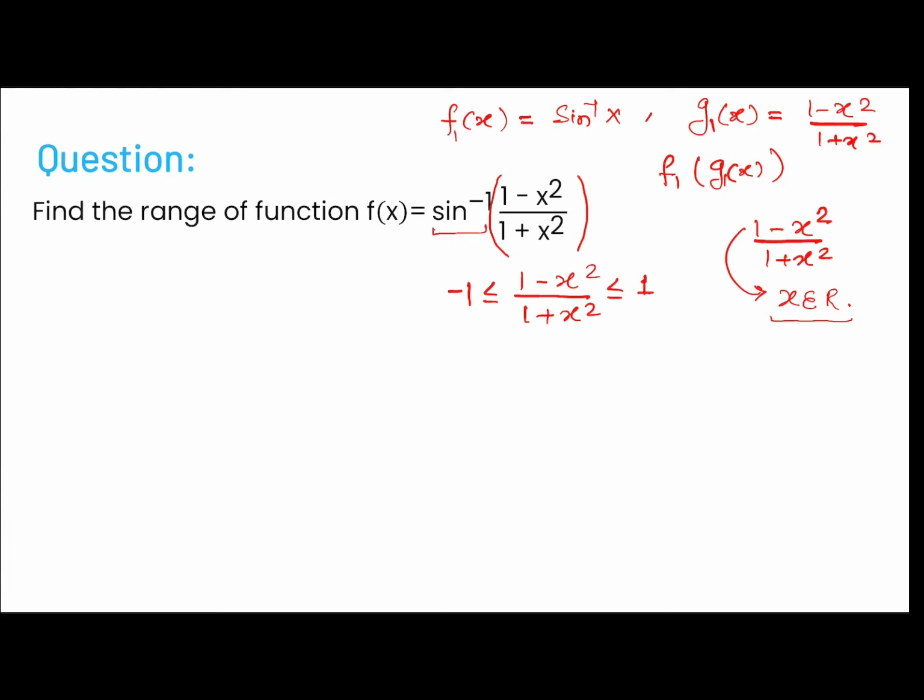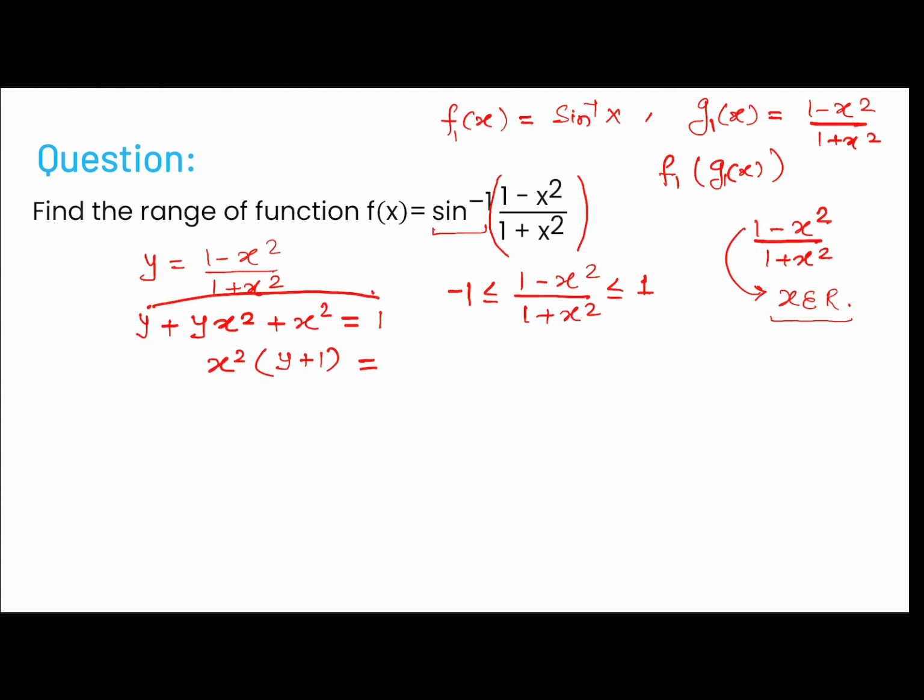तो अंदर वाला जो फंक्शन है उसका अगर हम रेंज निकालें, सो लेट्स से y is equal to 1 minus x square upon 1 plus x square. If we cross multiply, we can say that y plus y x square, and taking x square on the left, x square is equal to 1. If we are taking x square common, what we are getting is y plus 1, and shifting this y to the other side, what we are getting is 1 minus y. So x square is equal to 1 minus y upon 1 plus y.